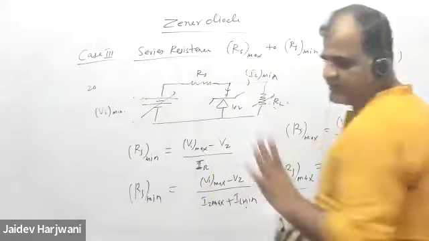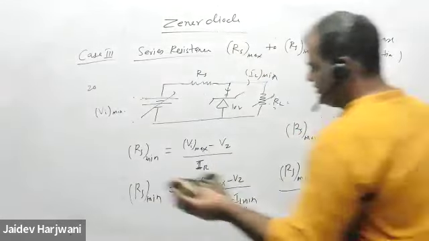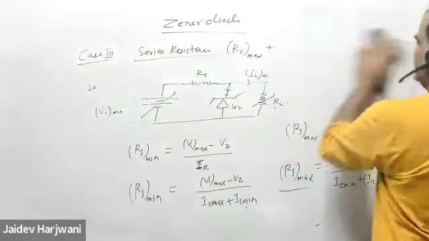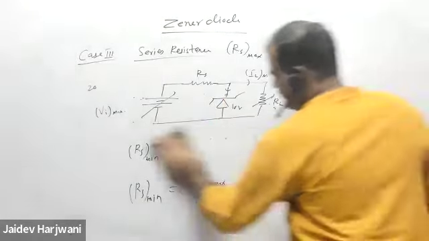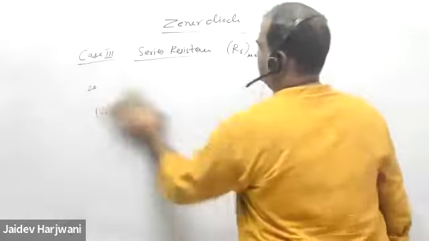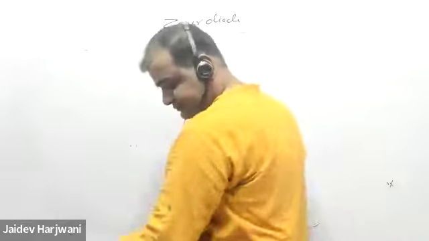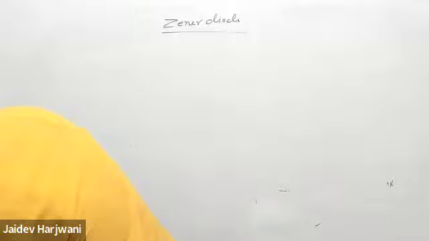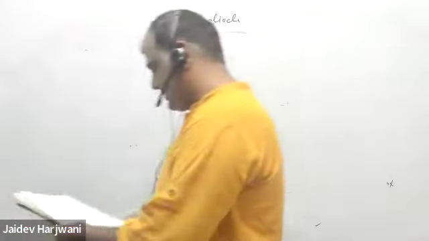You have to find the value of RS in the circuit. So this is called worst case condition. Now let us understand this with some formula. So this problem came in your exam.